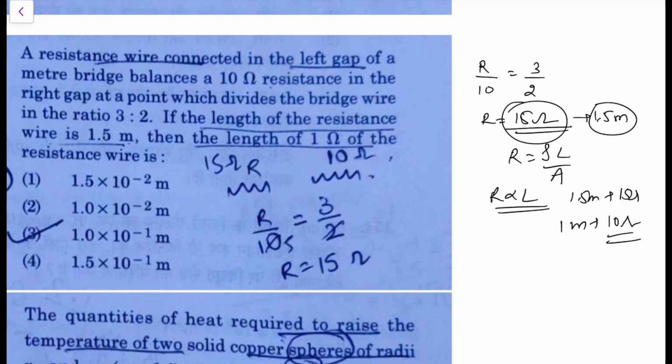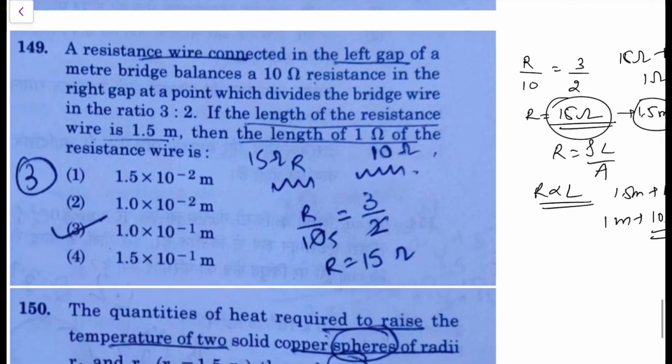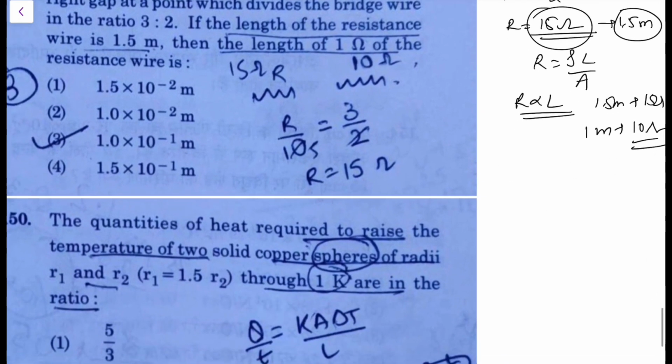Okay, but the question is asking the length of 1 ohm, sorry. So 15 ohms is 1.5 meter. So 1 ohm would be 1.5 by 15, that is 0.1 meters or 1 into 10 to the power minus 1 meters. So option 3 is right.